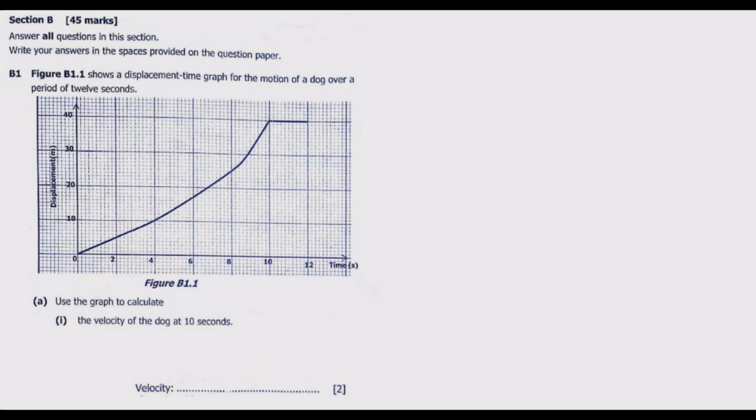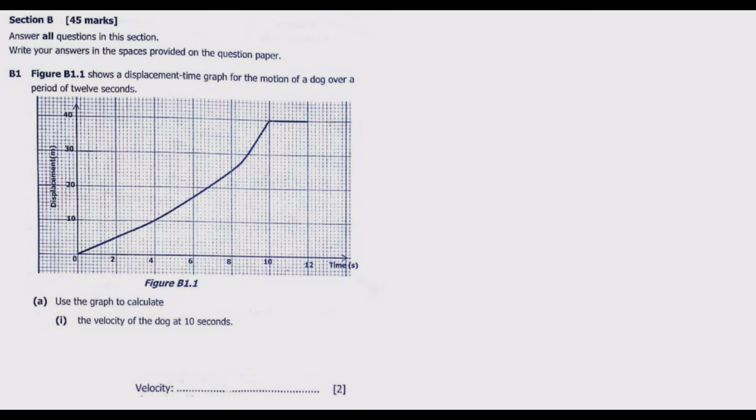So in this episode we continue looking at the 2019 August paper. This is basically the GCE paper. We are starting to look at section B, which carries 45 marks, and there are 9 questions which are compulsory. Let us move straight into question B1.